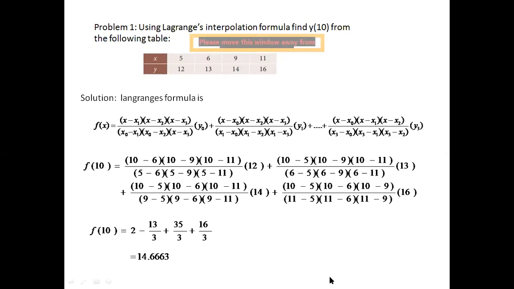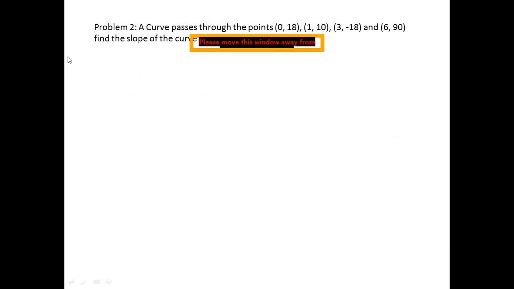So this is the value of y at x is equal to 10. So we shall take another example. This question was asked in last year's exam for 10 marks in your MTech examination. A curve passes through the points (0, 18), (1, 10), (3, -18), and (6, 90). The question asked is: find the slope of the curve at x is equal to 2. So this question was asked for 10 marks in the last year's MTech examination.